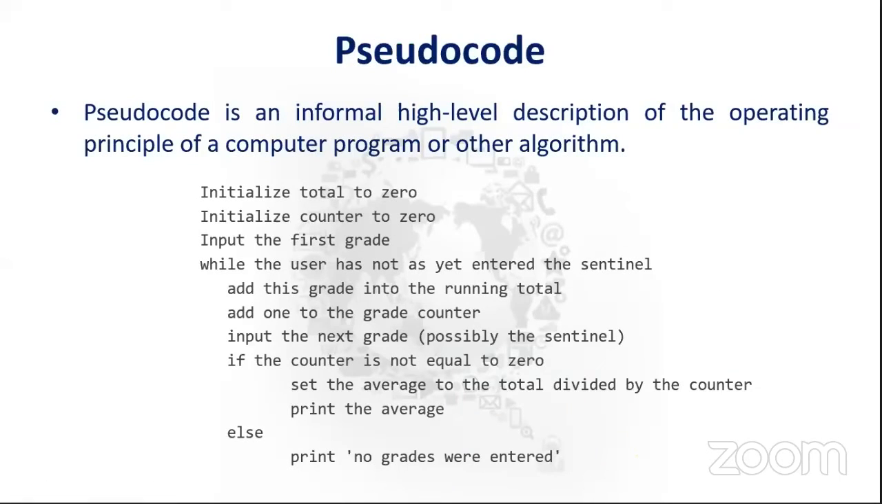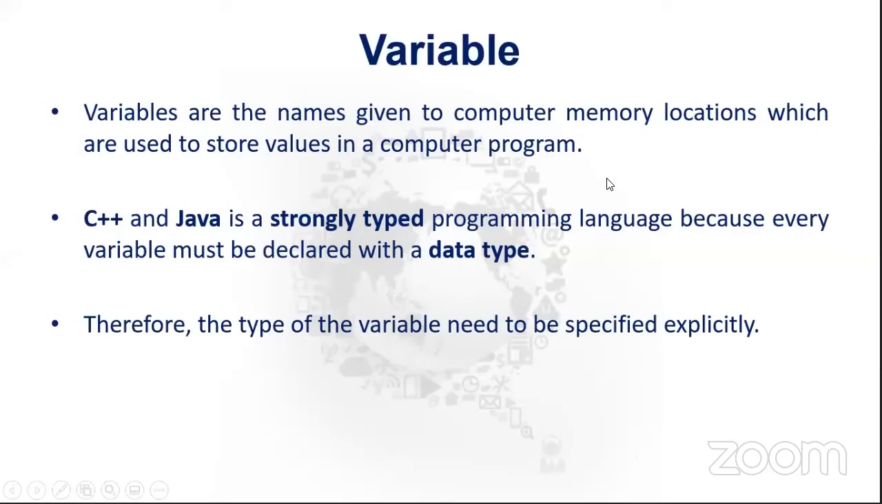Pseudocode is an informal, high-level description of the operating principle of a computer program or other algorithm. So it looks very similar to a program. The only difference is that, as you can see here, this is not making use of the actual programming syntax. It's not using C++, it's not in a Java programming syntax, just a normal plain language. So that is a pseudocode.